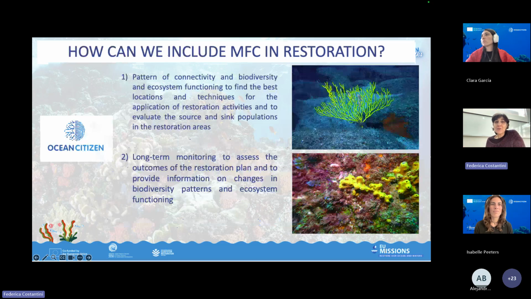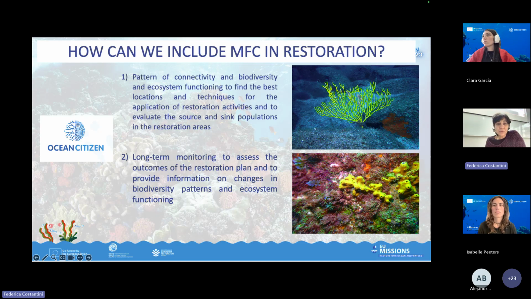So at the end, how can we really include marine functional connectivity in restoration? To do this, in the Ocean Citizen project, we are working at both population and community level. In particular, we would like to understand the pattern of connectivity and biodiversity and ecosystem functioning to find the best location and techniques for the application of restoration and to evaluate the source and sink populations in the restoration areas.